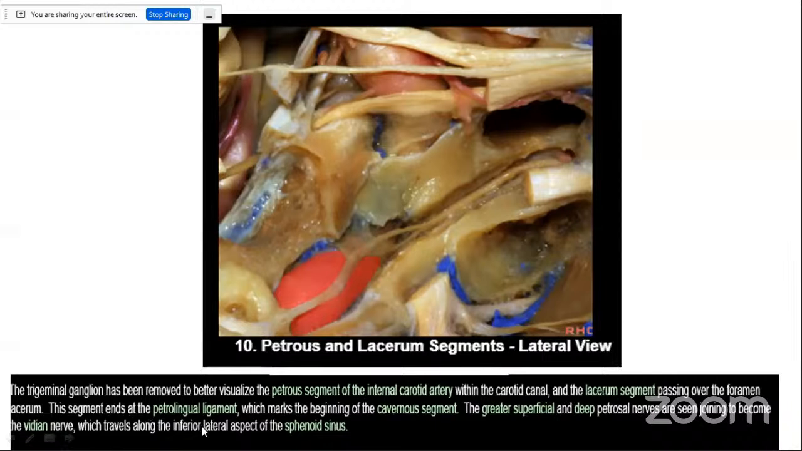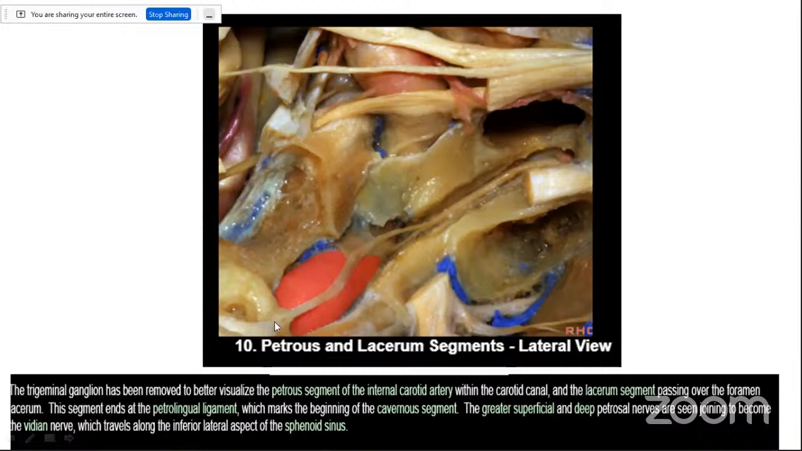This segment ends at a specific ligament, which is called the petrolingual ligament, that I'll highlight in the next diagram. This ligament, which you can see here, this is the petrolingual ligament, which attaches to the petrous temporal bone and to the dorsum sellae. It marks the beginning of the cavernous segment of the ICA.